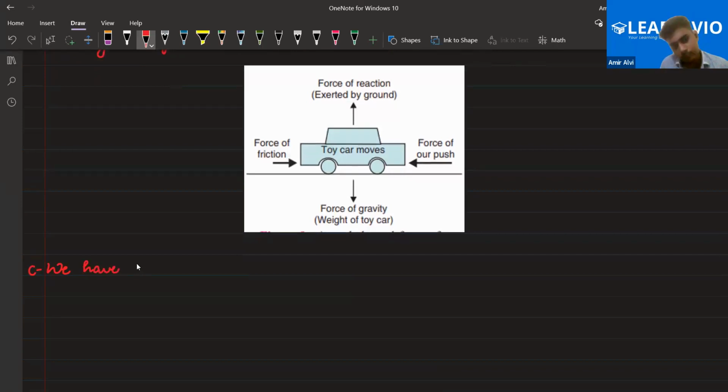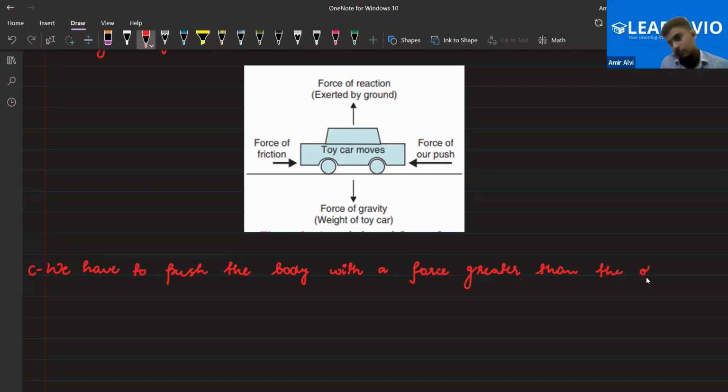We have to push the body with a greater force than the opposing force of friction to move a stationary body. Okay?